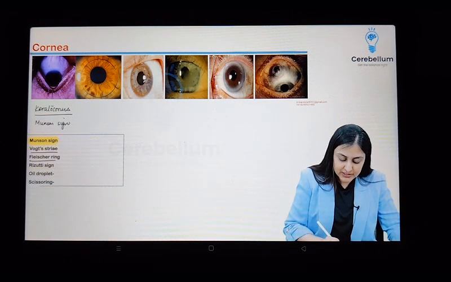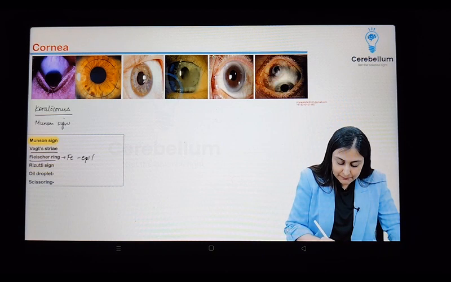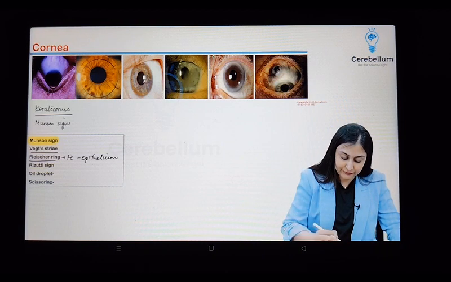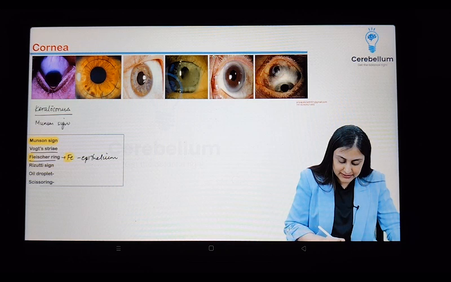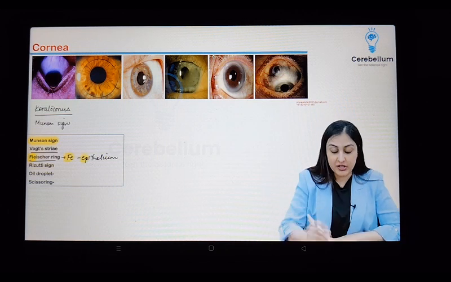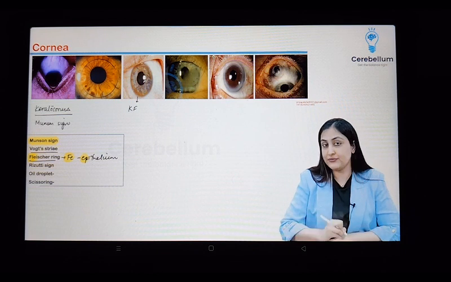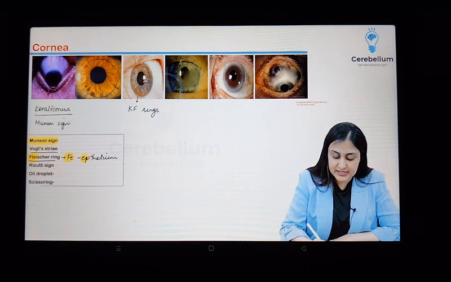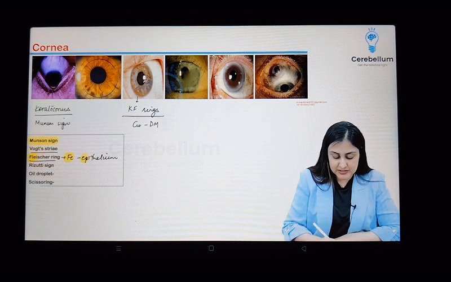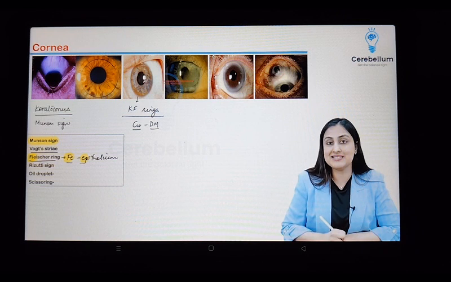You have Fleischer's ring, which is iron deposition in the epithelium. Very, very important. That Fleischer, F should tell you that it is iron, E should tell you it is epithelium. Contrast this with this image which we have seen a lot, which is Kayser-Fleischer rings. So Fleischer and Kayser-Fleischer are two different things. KF rings is copper deposition in the Descemet's membrane. So this is iron in epithelium, whereas this is copper in Descemet's membrane.